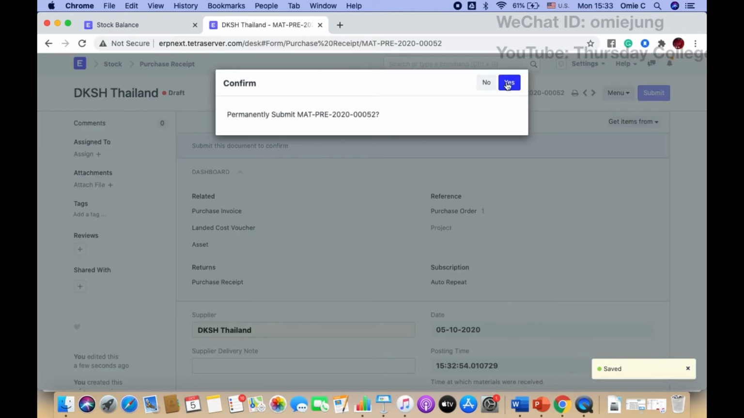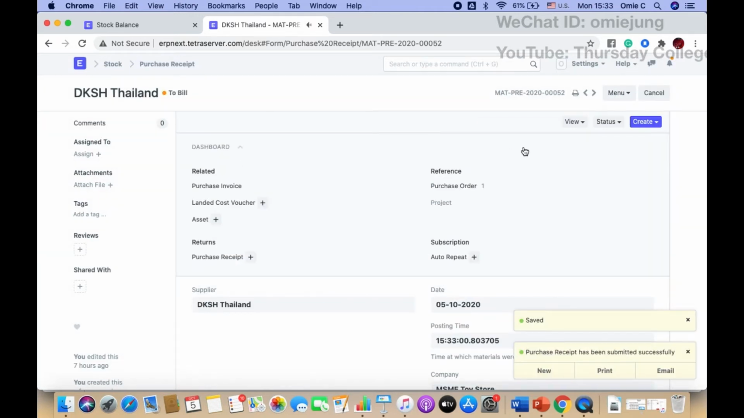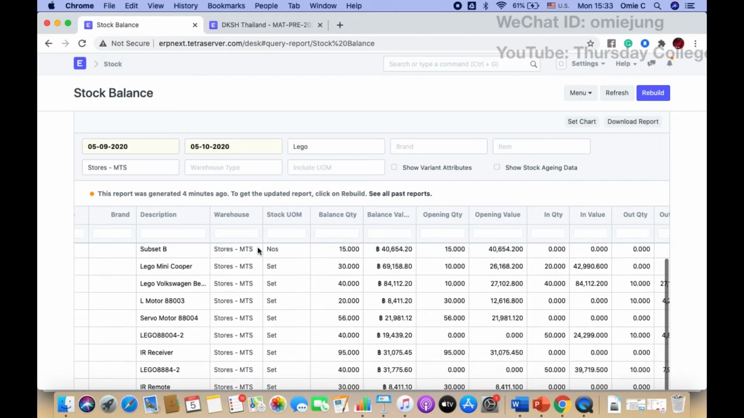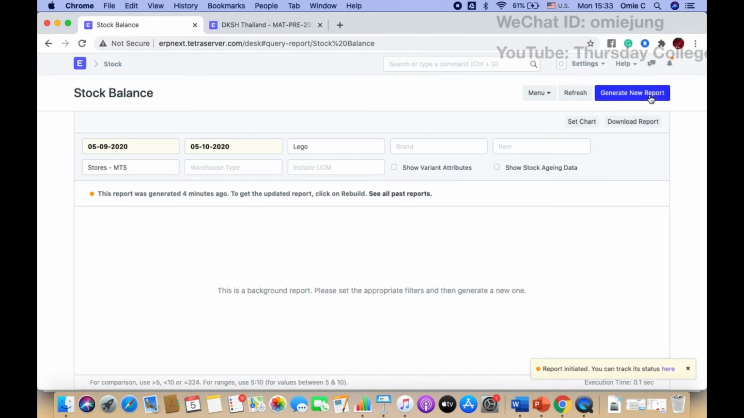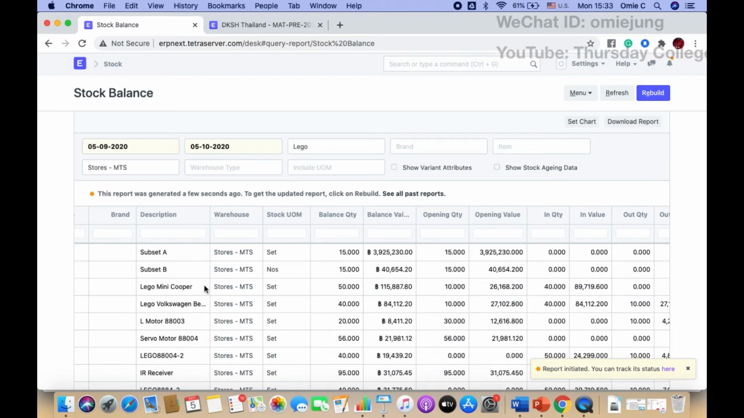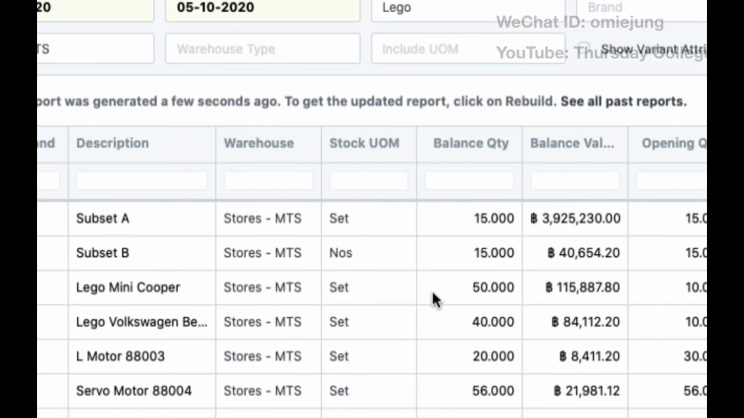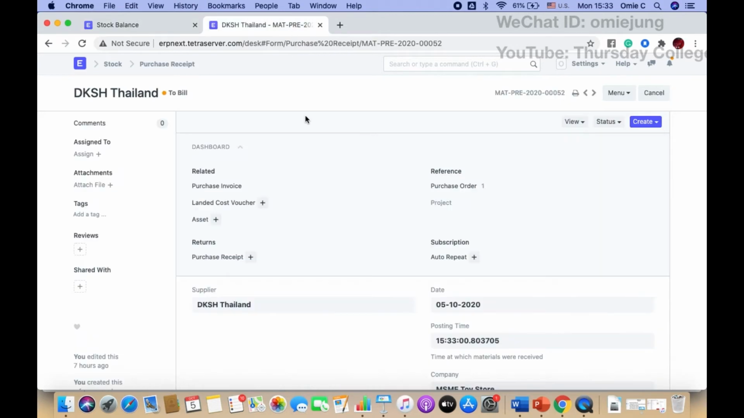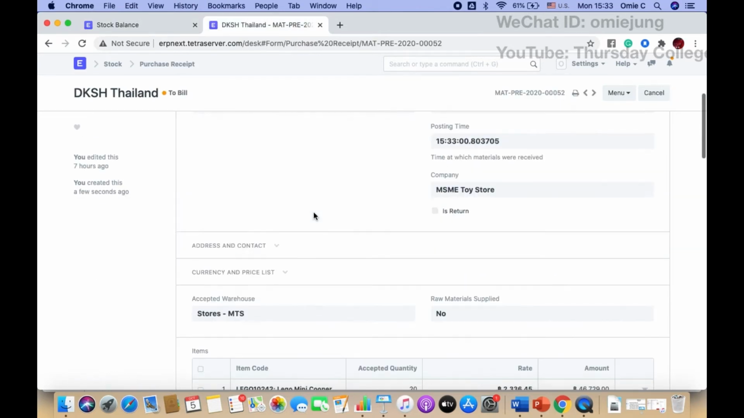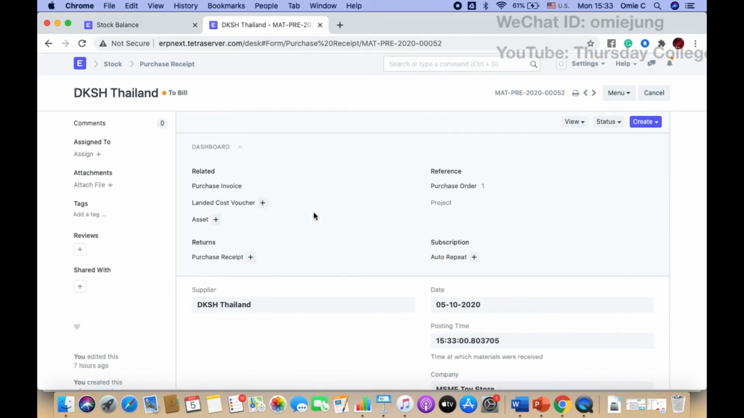If you have received already, you can review the stock report. And then I check the stock of my Mini Cooper, it's going to be 50, right, because we had 30 and we bought 20, so it's going to be 50. This one should be no problem, right? And then you're going to pay the money.